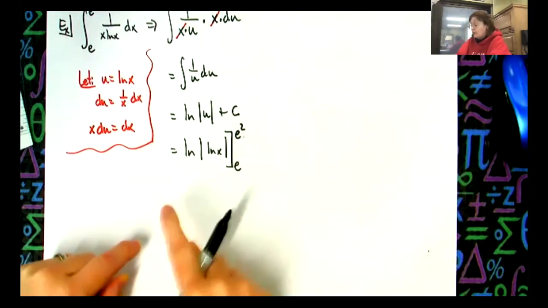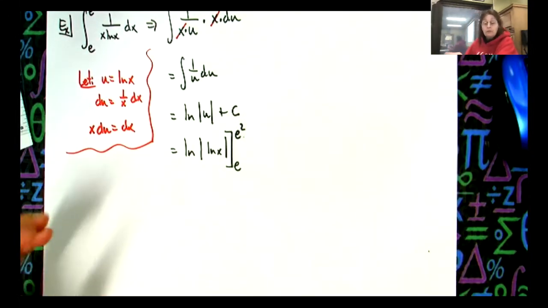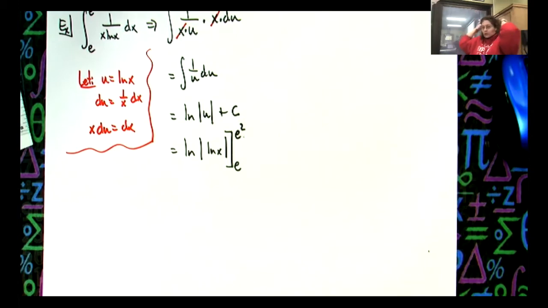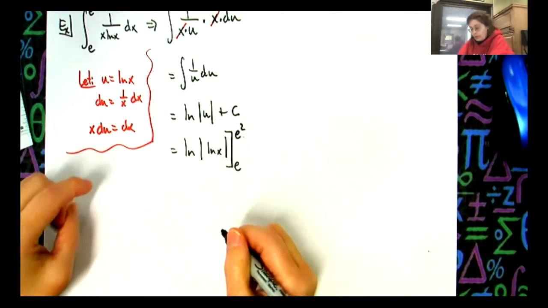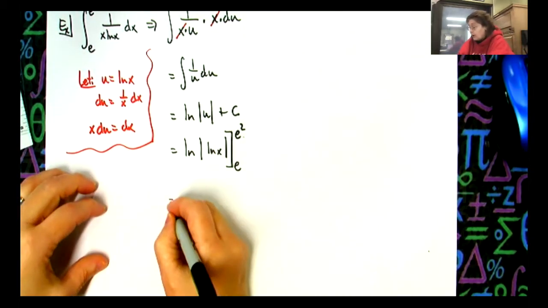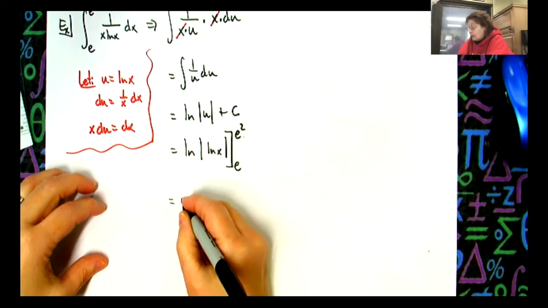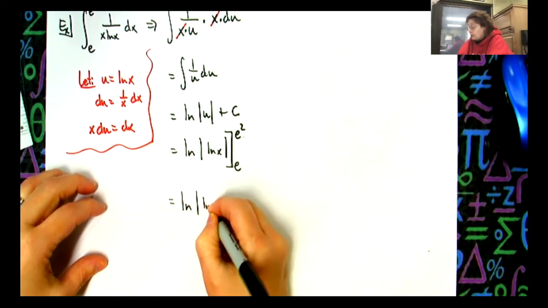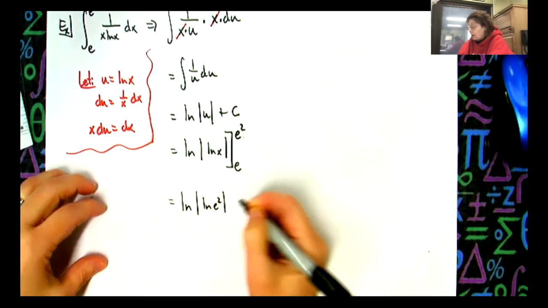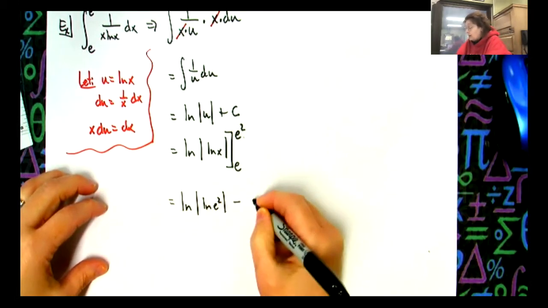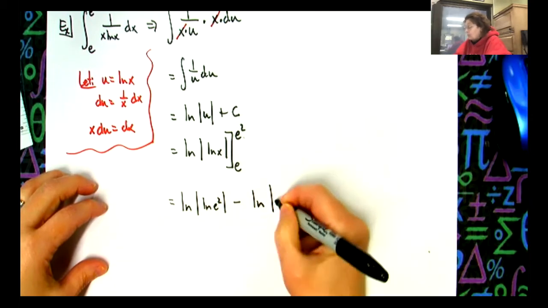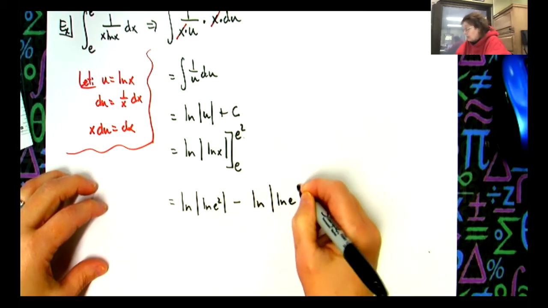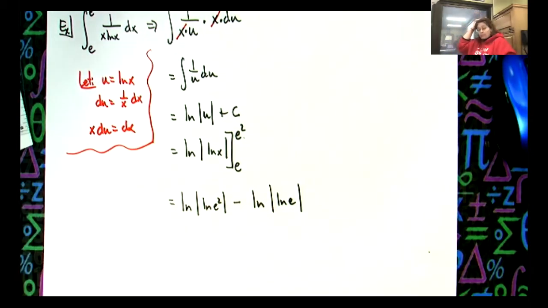Okay, now when I start plugging in e's, this is where, how well did you get through that trig last spring when we were on all that virtual learning? Okay, so what am I going to have here? I'm going to have natural log, absolute value, natural log of e squared, minus natural log, absolute value, natural log of e. Plug in the top limit, subtract, plug in the bottom limit.